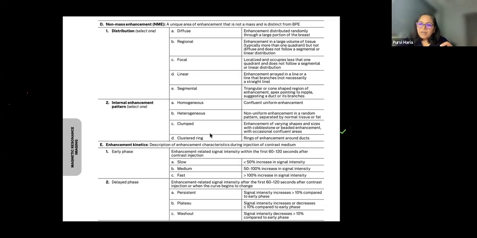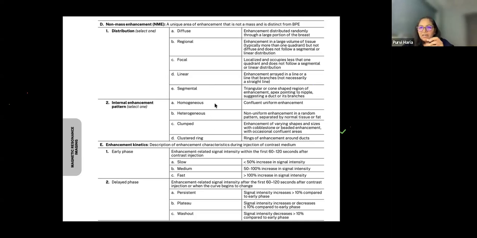So how do we describe calcifications? Pleomorphic calcification in segmental distribution, or linear branching calcification in linear or segmental distribution. In the same way, non-mass enhancement needs to be described with two descriptors. One is distribution, like whether it is diffuse, regional, focal, linear, or segmental. Again, if you go from top to bottom, the suspiciousness of the non-mass enhancement being malignant increases.